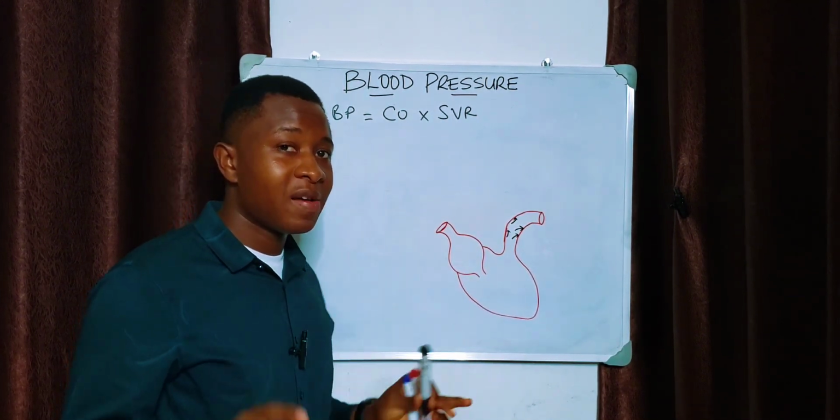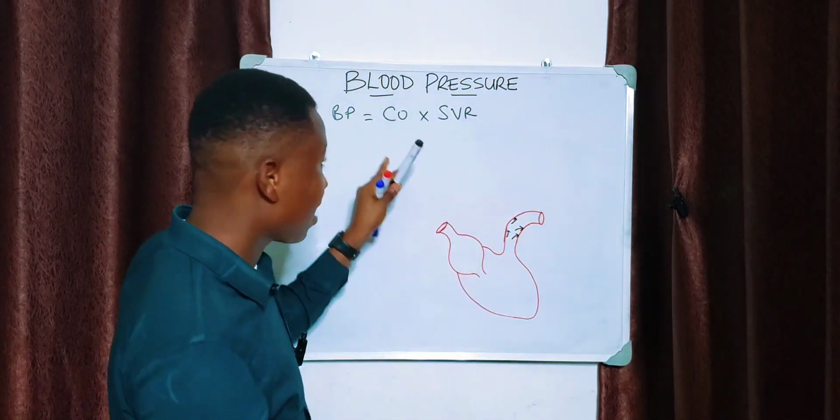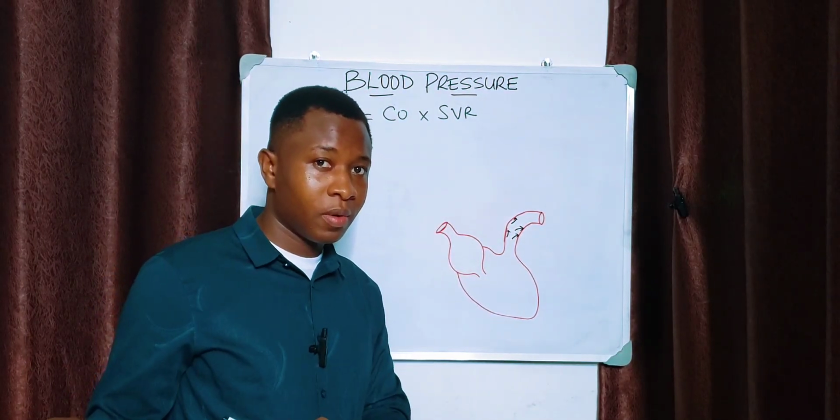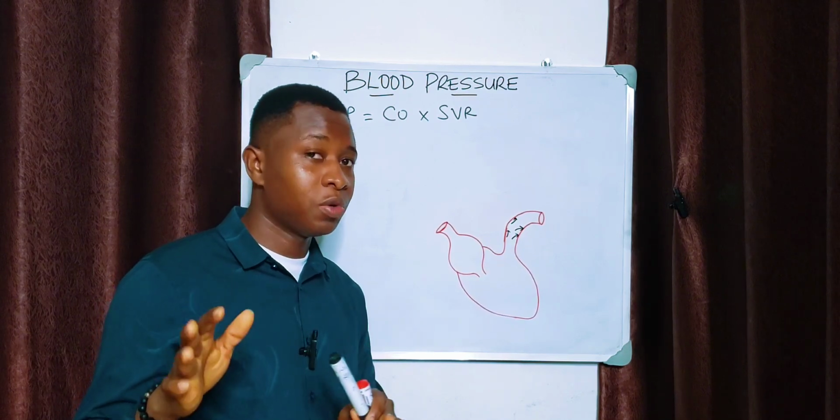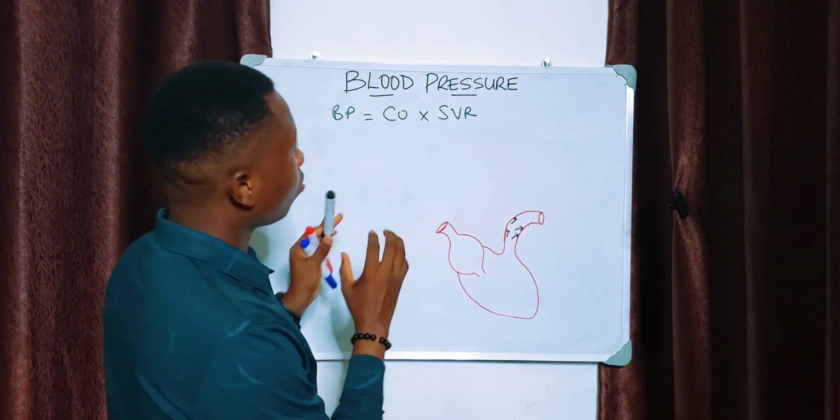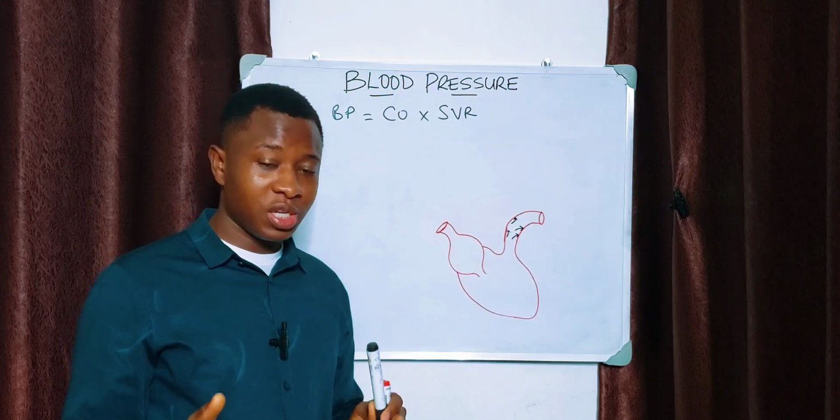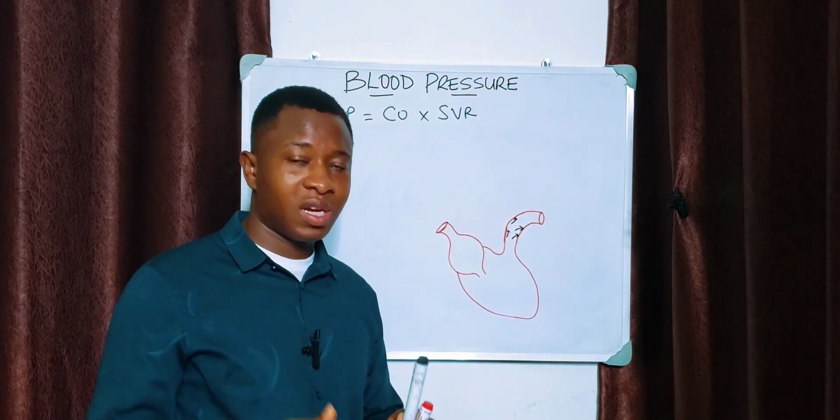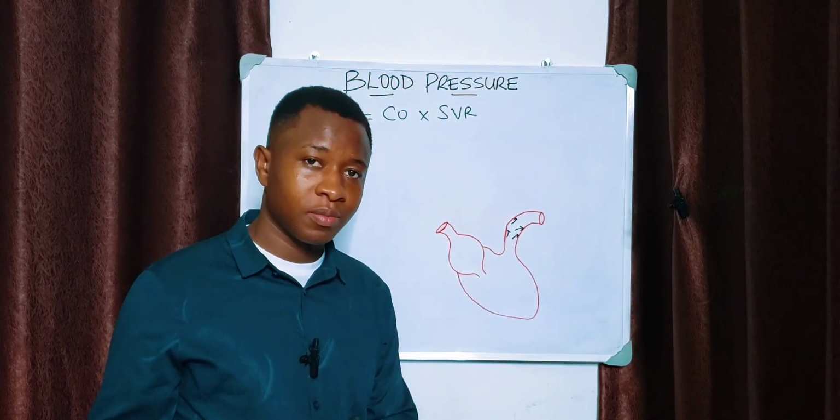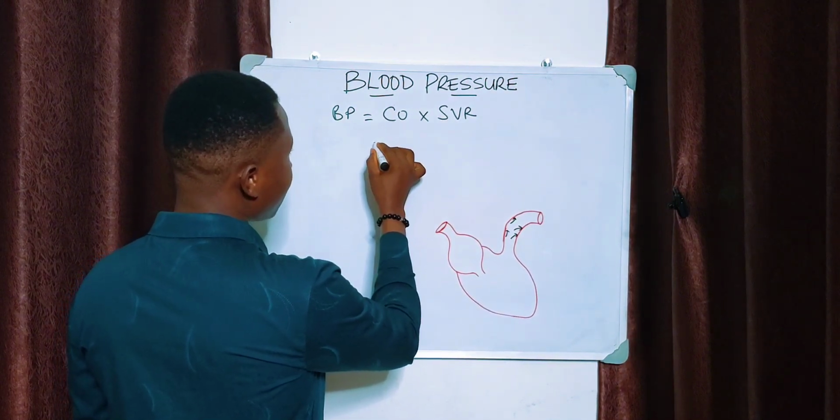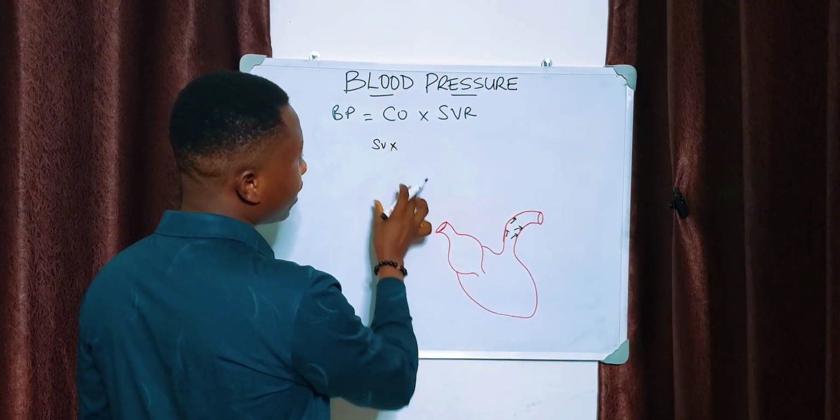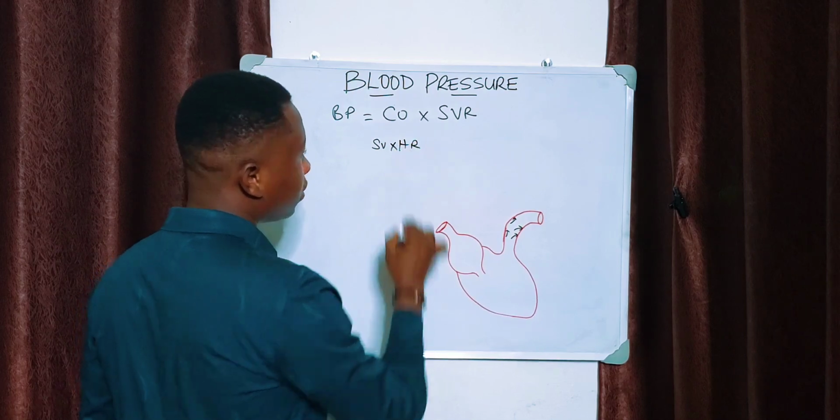pressure. Remember, I talked about the cardiac output in my previous video, so you can go check that out. Now, what is cardiac output? Cardiac output is just the amount of blood that is ejected from the heart per minute. And how is that gotten? It is gotten when you multiply the stroke volume by the heart rate.